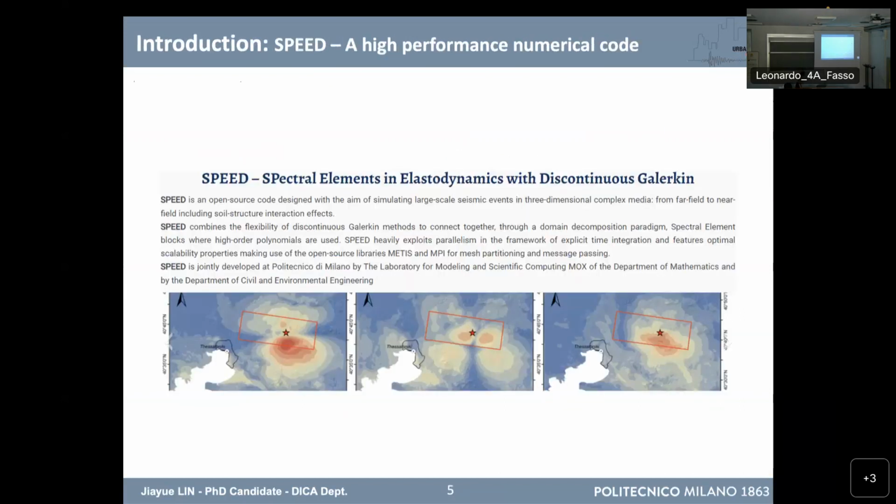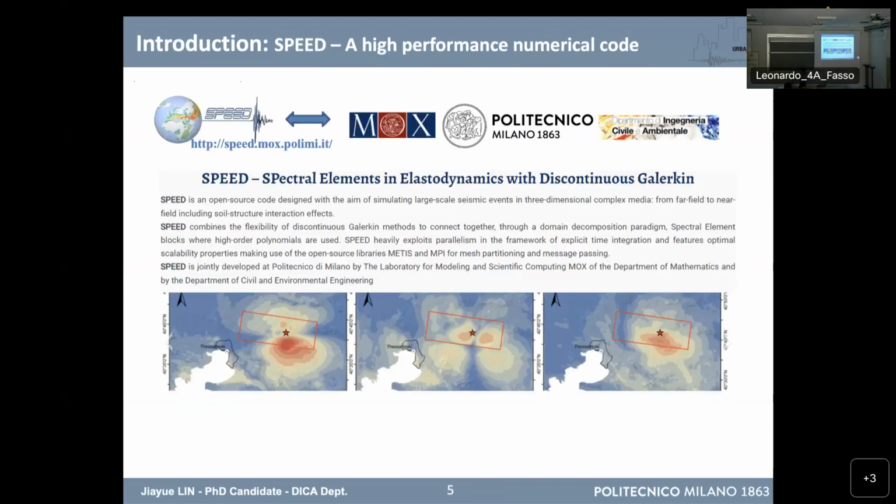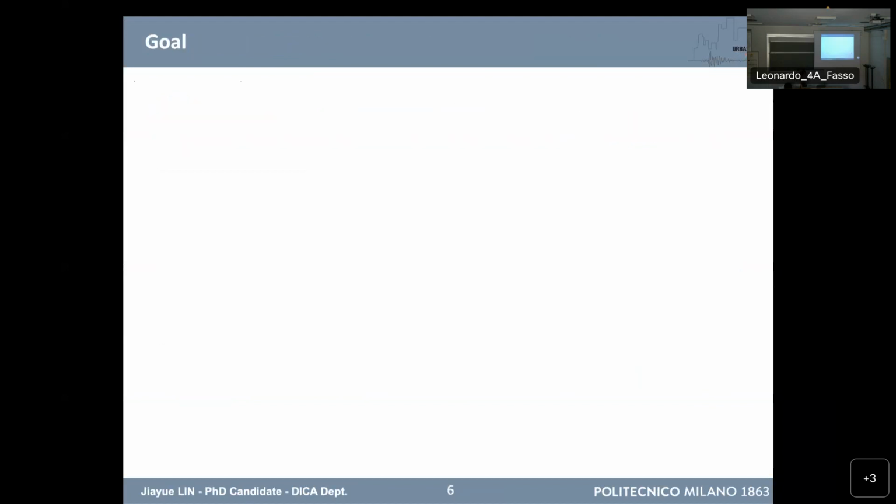For applying this approach, we use a computation code that we call SPEED. This is open source code. We can all visit, download and play with this code. It was developed by two different departments of the Politecnico. And this is the website. If you are interested, you are all welcome to try this code. And if you need some help, you can always message me or email me. I'm happy to help.